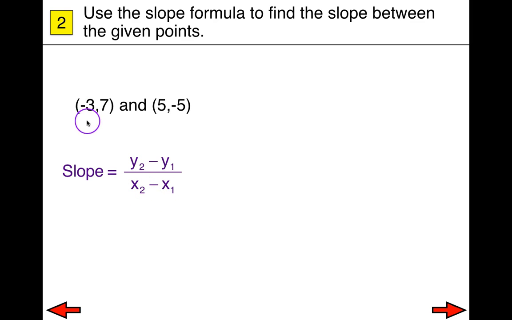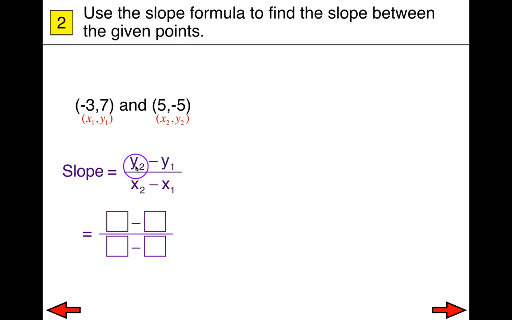So here what I want to do is label which one is my first x, which one is my first y, etc. So I'm going to go ahead and write that underneath so I know which one's which. Since this is my first ordered pair, that's x sub 1, y sub 1. Since this is the second ordered pair, I'm going to call this x sub 2, y sub 2. Now that I've established that, I'm going to go ahead and put in my boxes so that I can easily just put in my values.